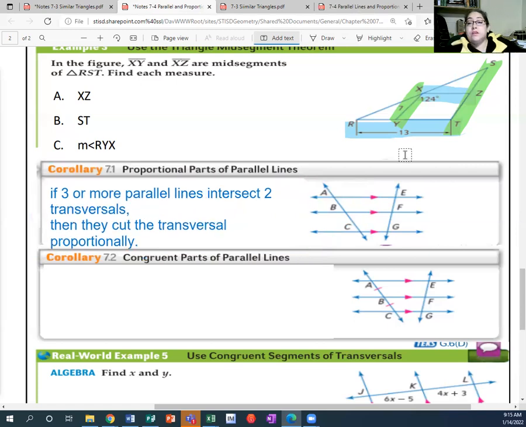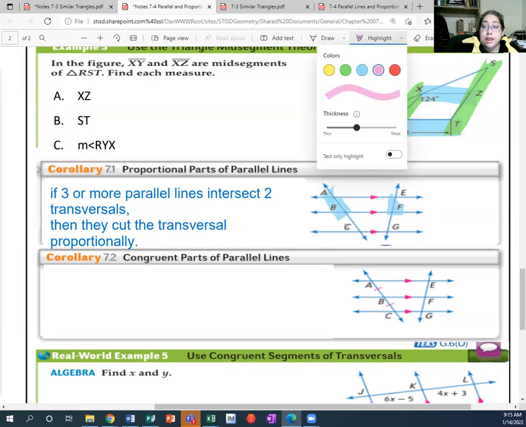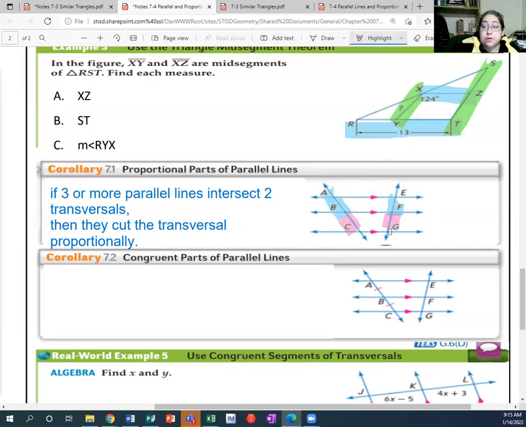Parallel lines, here they are. They've got the little arrow markings. The lines that are intersecting those are the transversals. They're going to cut them into proportional pieces. So this piece here is going to be in proportion to this piece here. And this piece here is going to be in proportion to this piece here. And then this entire thing, the pink and the blue, is going to be in proportion to this piece, the pink and the blue. And all the proportional games that we've been playing so far, you can play with these.